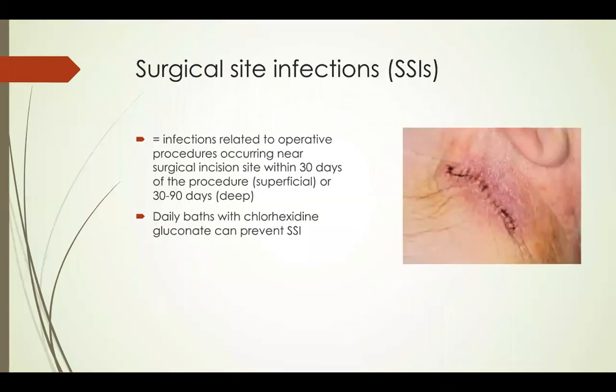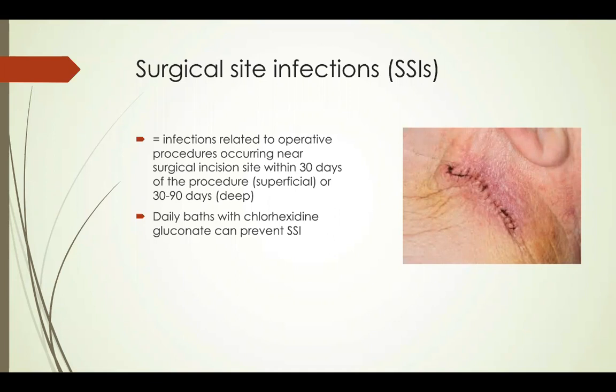Surgical site infections. These are infections related to an operation procedure near the incision site within 30 days of the procedure, or 30 to 90 days if it's a deep infection, a deep incision. Most common cause of these are a bacteria that's found in the nose or on the skin. So it's usually from the person touching it. And can be caused from the client's normal flora, the normal bacteria that lives on our skin, or during hospitalization.